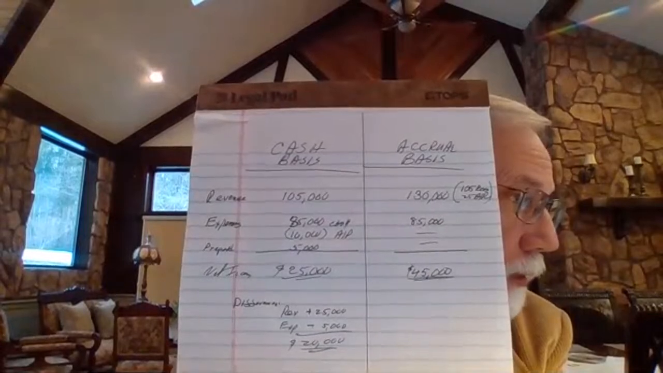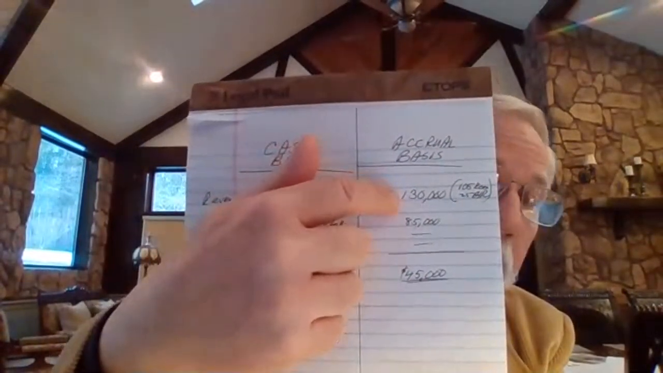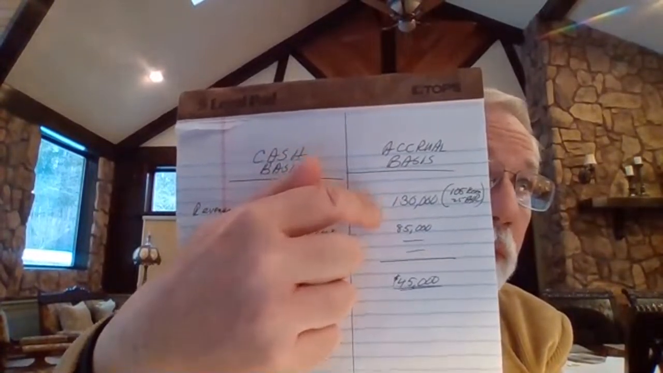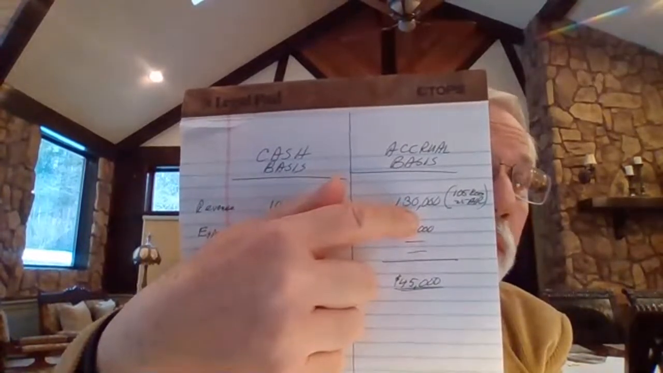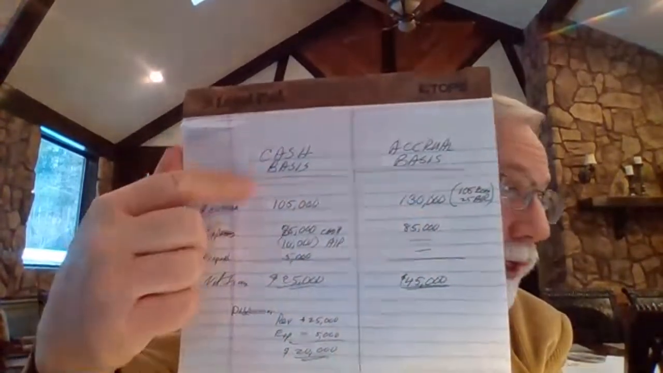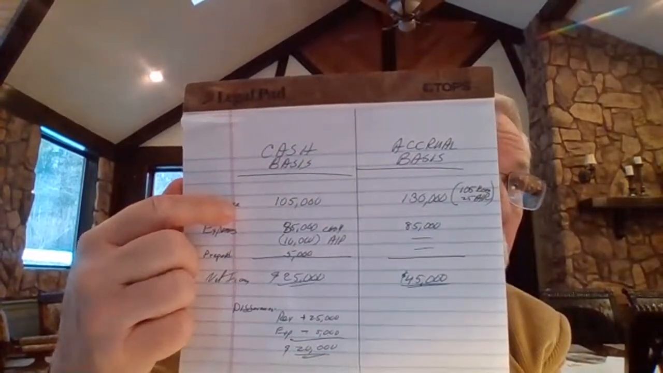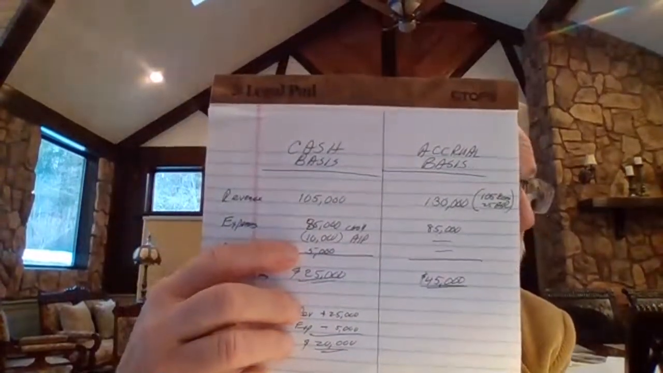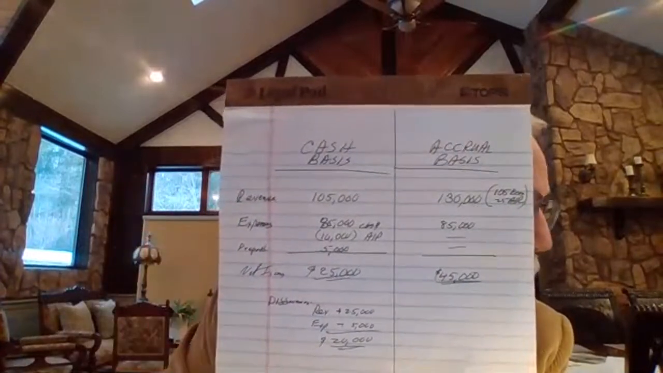The remaining $25,000, that's in receivable. So over here we would have an accounts receivable debit for $25,000 and a service revenue credit for $25,000. On the cash basis, we wouldn't have any journal entry for that amount that's still owed by customers. We wouldn't have receivables because it's a cash basis.